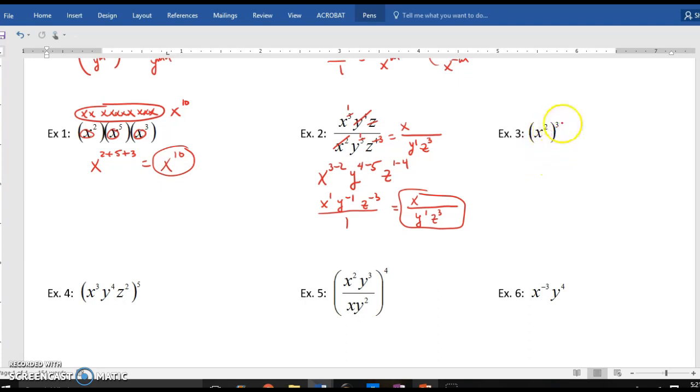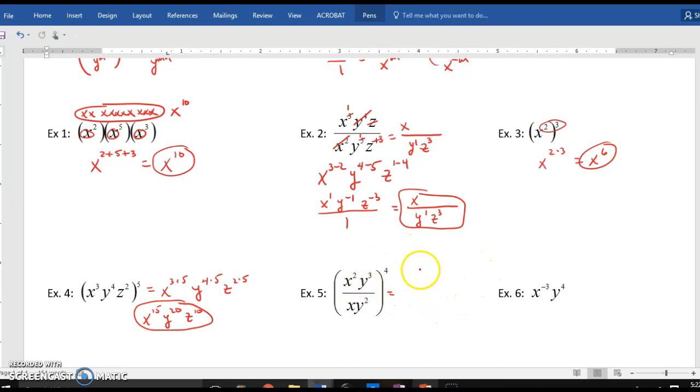Example 3, power to a power. Write it as one base. Take the exponent to an exponent, and I multiply them to get x to the 6th power. Done. Here I'm doing product to a power, and at the same time, power to a power. So x to the 3 times 5, y to the 4 times 5, z to the 2 times 5. So x to the 15th, y to the 20th, z to the 10th. And we are done.